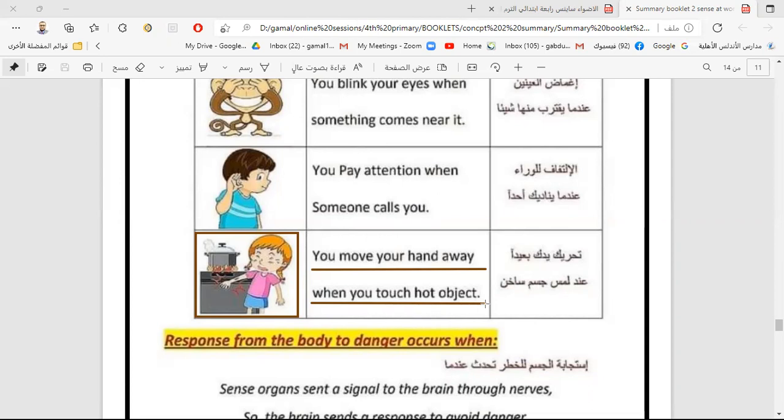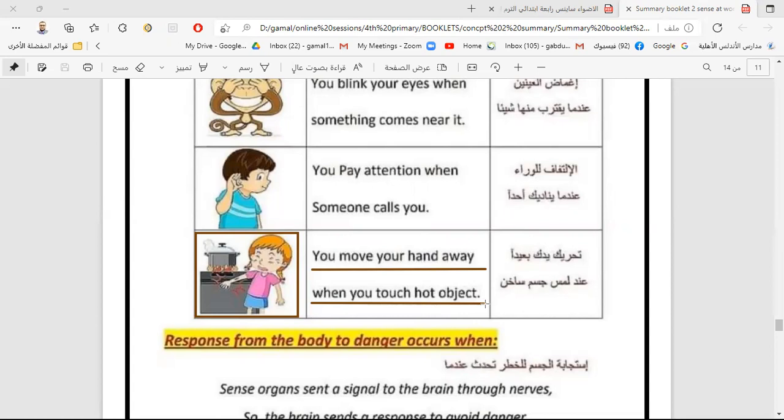The nerves will go to the brain, and the brain will send the message to the nerves to move the hand away. Okay. So the first message is sent from the sensory receptors in the hand, to the nerve, then to the spinal cord, then to the brain. The message is sent first from the skin, from the sensory receptors in the skin.